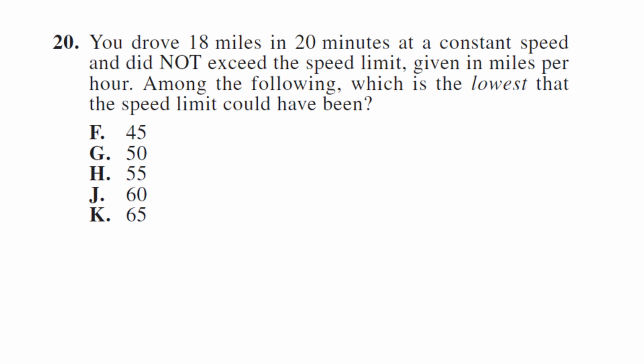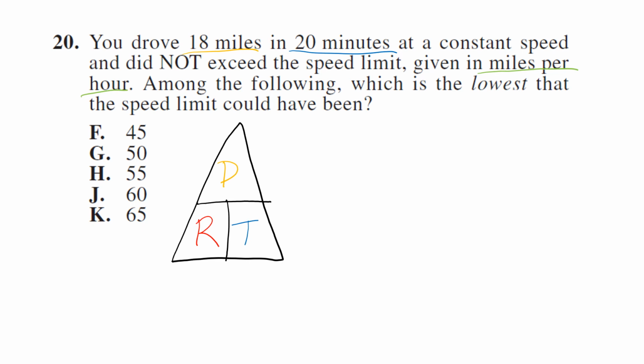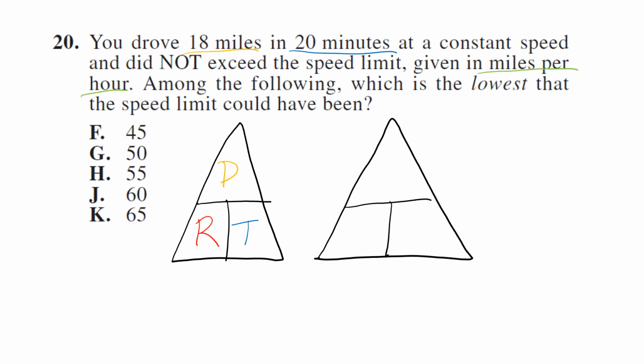You drove 18 miles in 20 minutes at a constant speed and did not exceed the speed limit in miles per hour. Among the following, which is the lowest the speed limit could have been? Okay, so we're going to do a distance, rate, time triangle. In our triangle, we're going to now just insert our numbers. So we're looking for the rate in miles per hour.